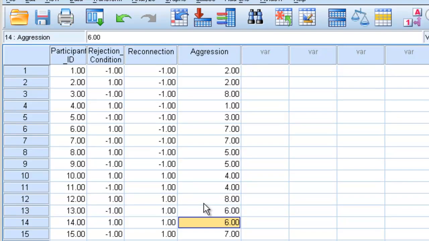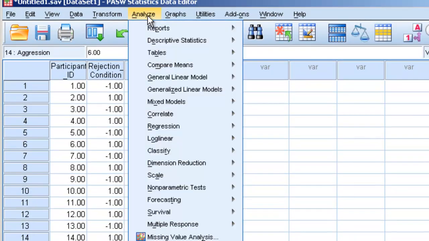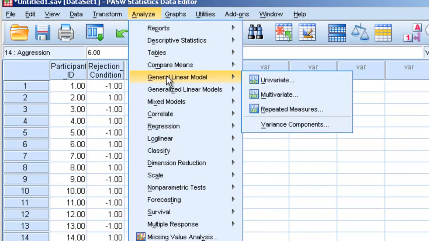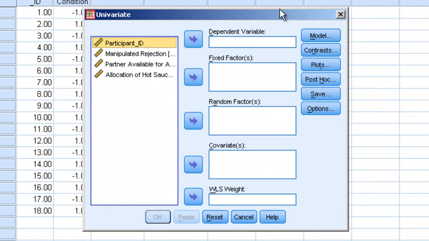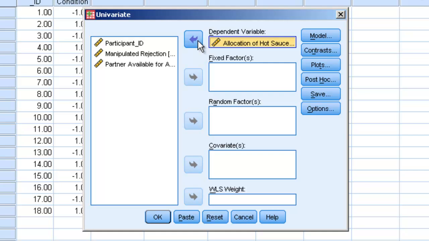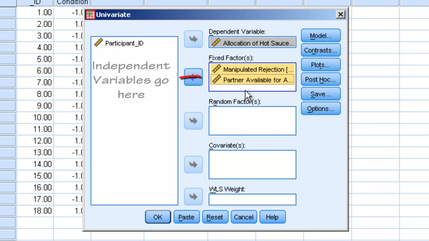So in order to do this analysis, we're going to go up to Analyze, we're going to go to General Linear Model, and we're going to go to Univariate Analysis. And this is going to bring up the following window. We're going to do a couple things here. We're going to put the allocation of hot sauce as the dependent variable, because that's effectively what we're measuring. And then we're going to take both of the independent variables, and we're going to put them in fixed factor.